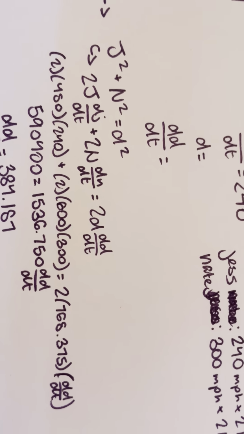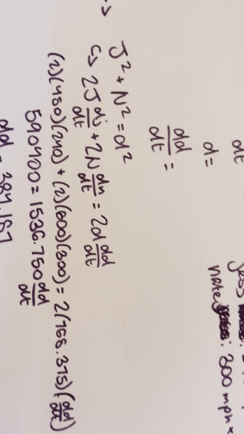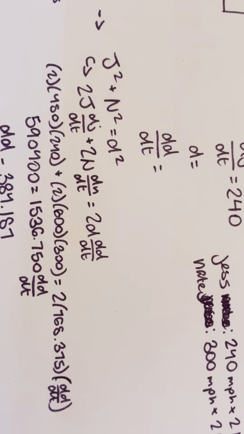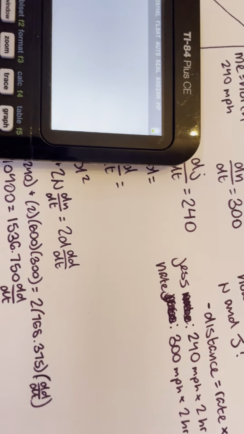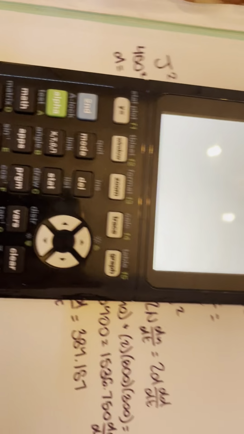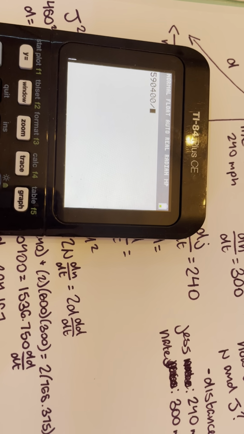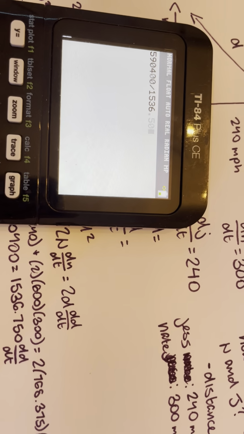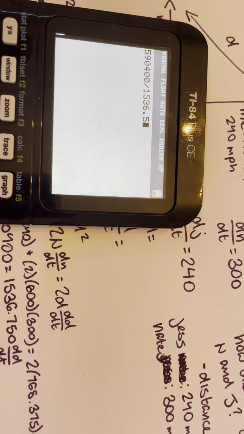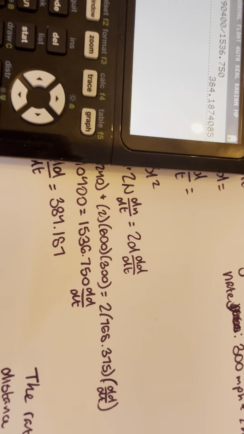Doing some math, that's 590,400 equals 1536.750 times dd over dt. Now, simply divide by 1536.750, and you have it.